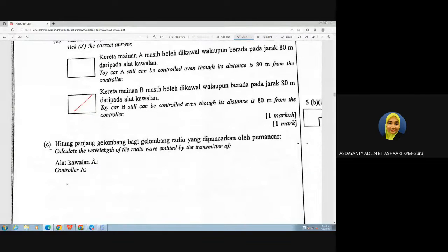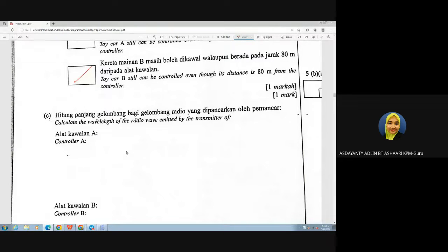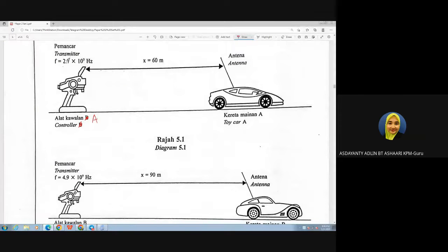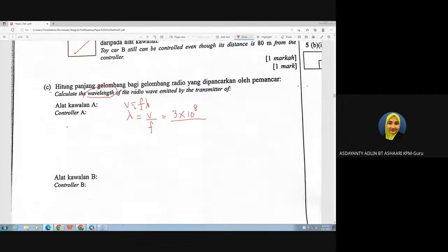Okay, C. Easy. Calculate the wavelength of the radio wave emitted by the transmitter. Okay, so we use the formula v equals to f lambda. So we want to find the wavelength. So wavelength lambda equals to v over f. So v, because the speed is equal to the speed of light, speed of light is 3 times 10 power of 8. So frequency of controller A is 2.7 times 10 power of 7. So take this, 2.7 times 10 power of 7.